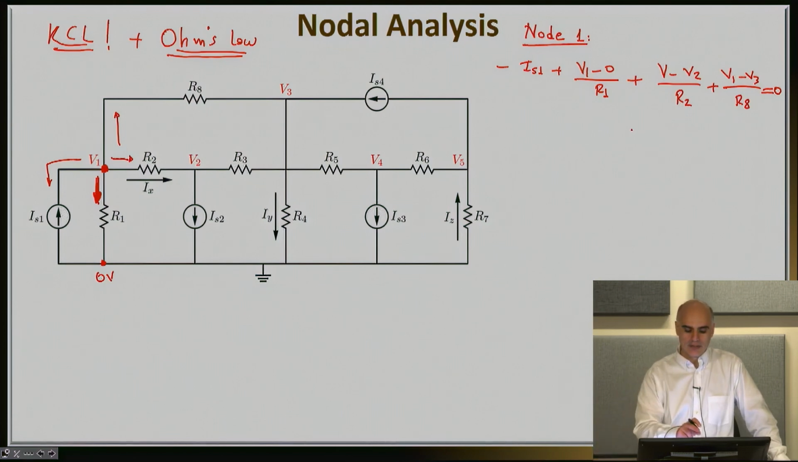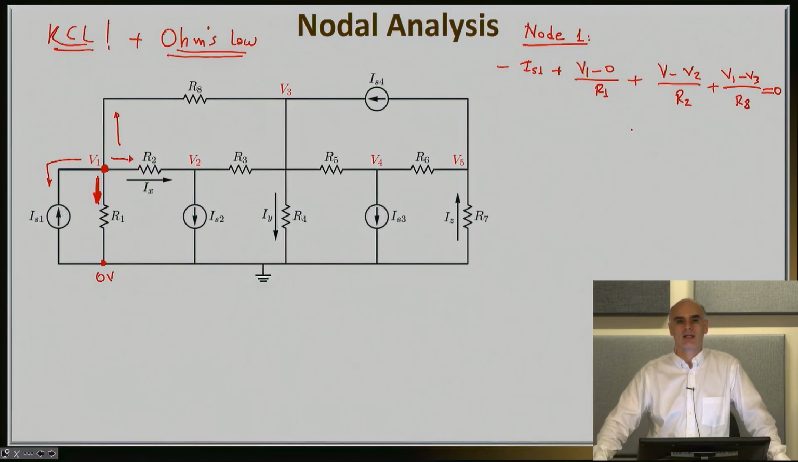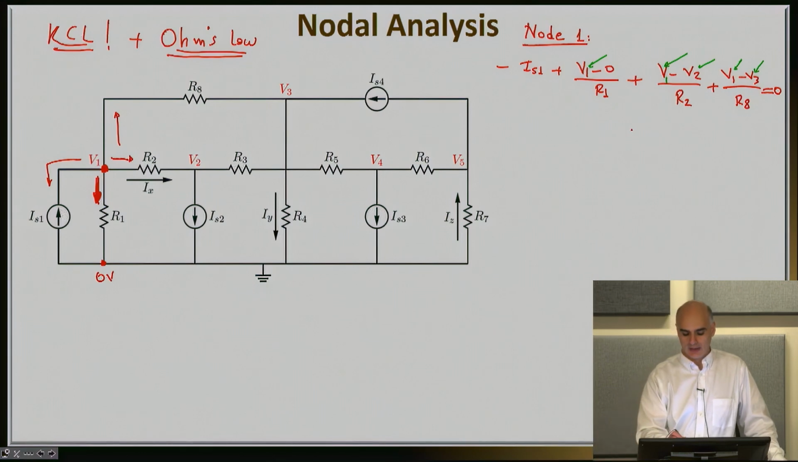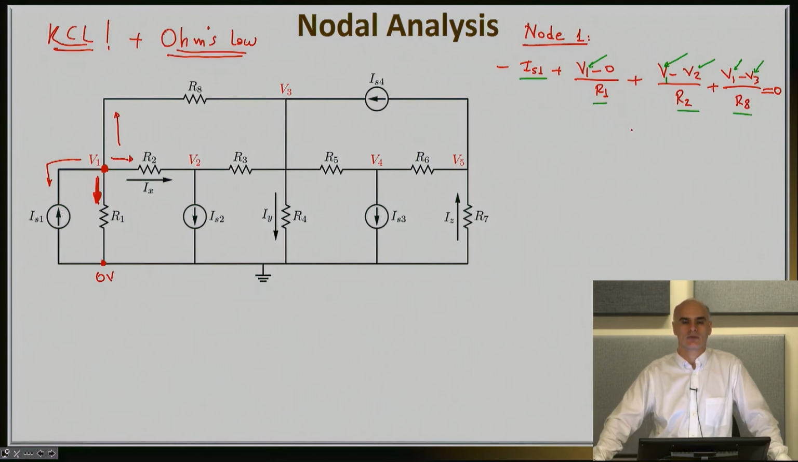If you focus on this equation, and if you want to check I've done everything correctly, that equation should only include the nodal voltages as the unknowns. In this case it is V1, here's V1 again, here's V2, V1 again, and V3. So it should either do that, or everything else should be known. And IS1 is considered known, R1, R2, and R8 are considered known.